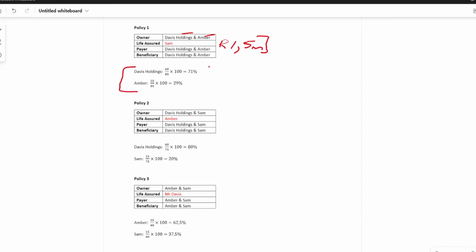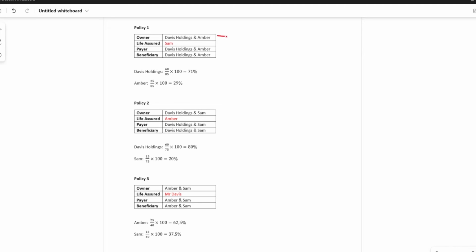So if, for example, they want to buy Sam's shareholding relative to their current shareholding, where Davis Holding holds 60% and Amber holds 25%, that means when this 1.5 million rand gets bought, Davis Holding Company is obviously going to buy a bit more than Amber, which is why we had to work out these calculation splits. So because we've now calculated the premium splits and the ownership splits for the policy, we know that Davis Holding Company can own 71% of it, and Amber 29%.